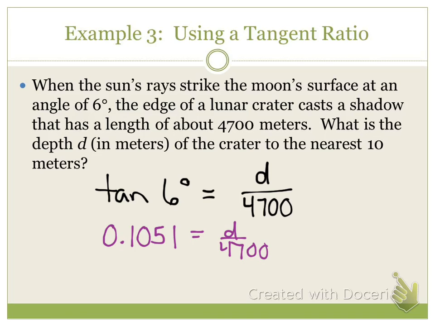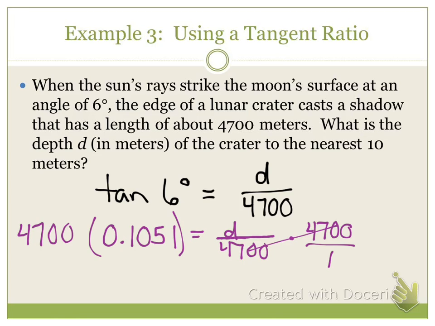Now, how would I solve for D? How do I get D by itself? Very good. Multiply both sides by 4,700, and whatever that is, that's my D value. It says round to the nearest 10 meters. So D is going to be approximately 494 meters, but it wants us to round to the nearest 10 meters, so it's going to be 490 meters.